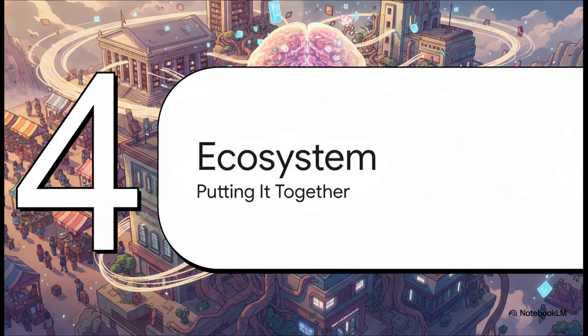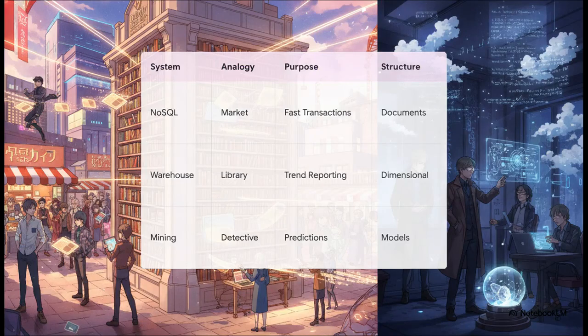Section 4. Ecosystem. Putting it together. Let's see how this all builds together. We've toured the chaotic market, the quiet library, and the sharp detective agency. But the true magic happens when we view these distinct architectures as one fully integrated ecosystem. Here is your data city at a glance.